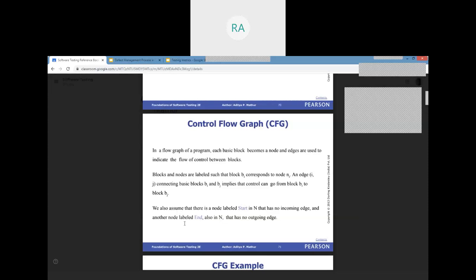In the flow chart you have done already, start and end node. For the starting point, there will be no incoming edge. For the ending node, there will be no outgoing edge. This is the common sense you should have whenever you are drawing the control flow graph.